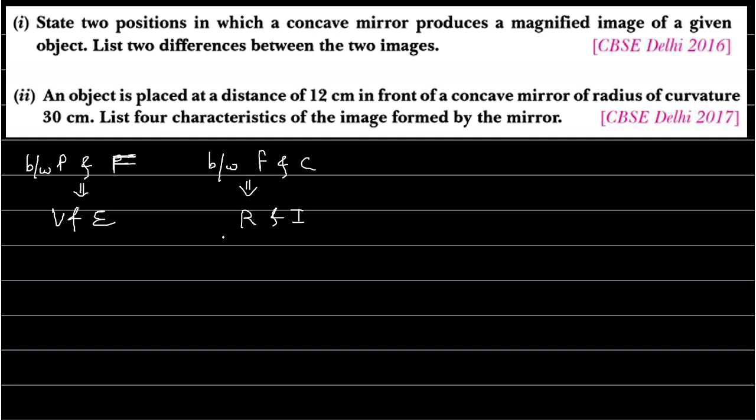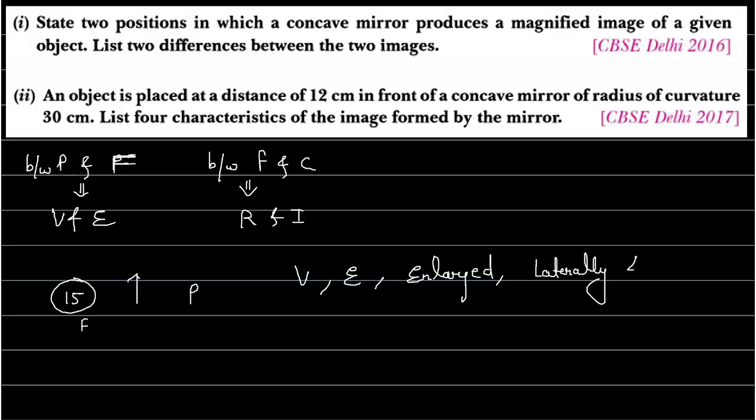Next question: an object is placed at a distance of 12 centimeter in front of a concave mirror of radius of curvature 30. If radius of curvature is 30, focal length would be 15, and object distance is 12. That means it is between pole and focus, it is somewhere here. So what type of image would be formed? It would be virtual, erect, enlarged, and laterally inverted. So these will be the four characteristics: virtual, erect, enlarged, and laterally inverted.